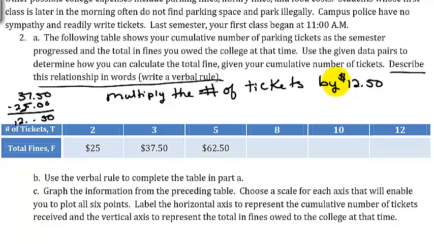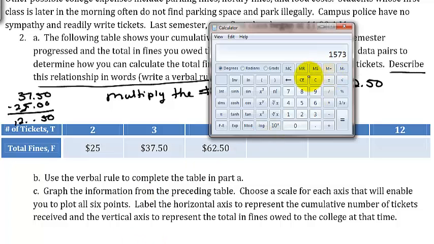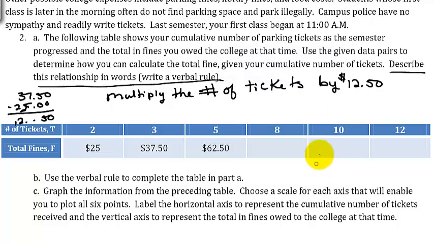Now we're going to fill in the rest of this table, and so if I have 8 tickets, that's going to be 8 times 12.5, and that's 100. And then 10 times 12.5 is going to be 125. And then 12 tickets, every 2 tickets is $25, so a difference of 2 tickets, we just can add 25 on there, so that would be 150.